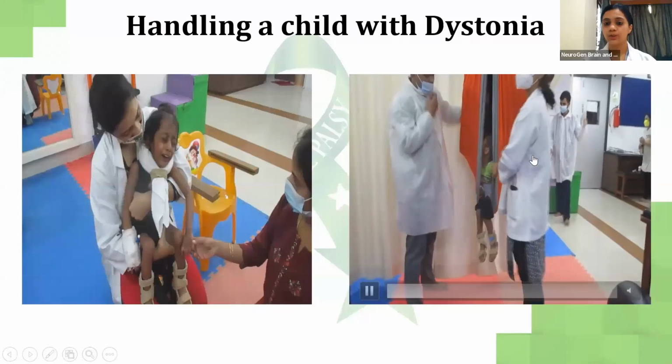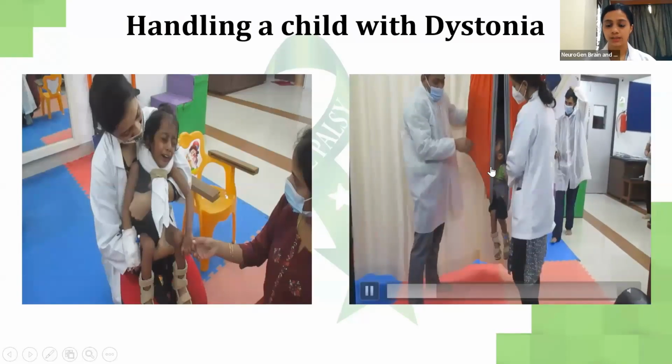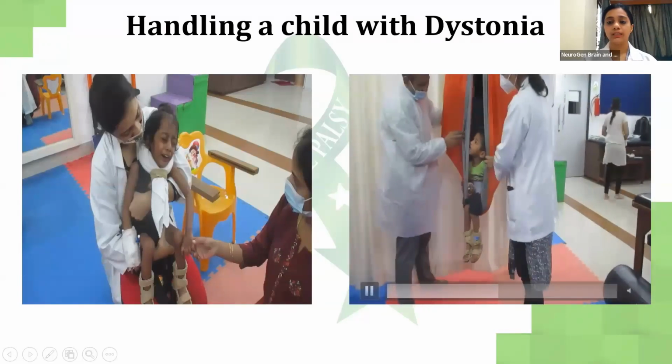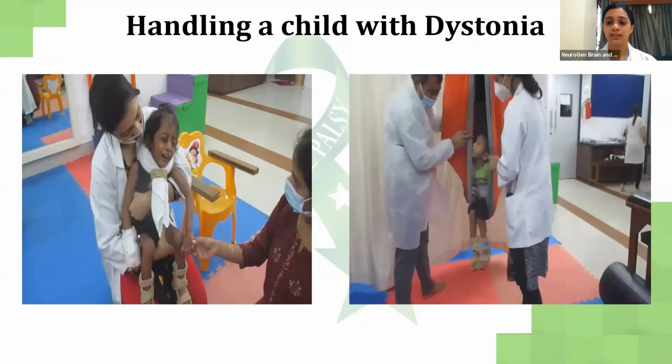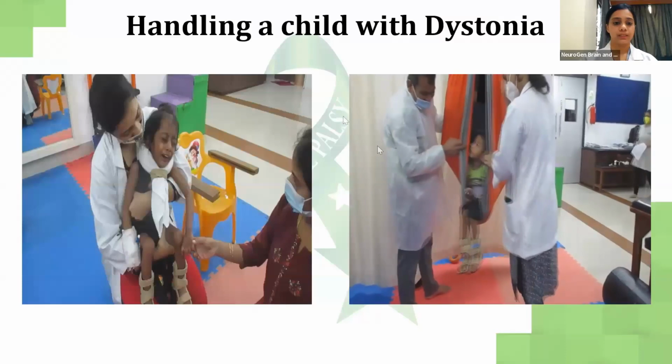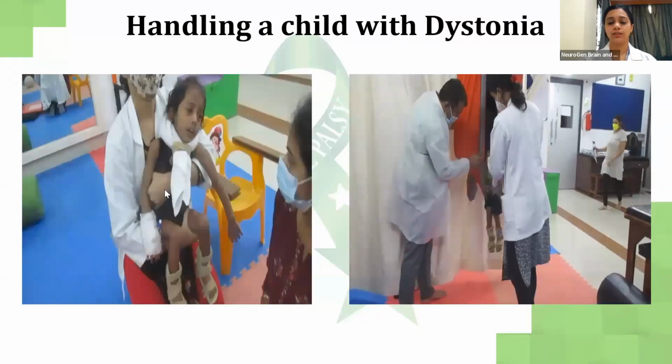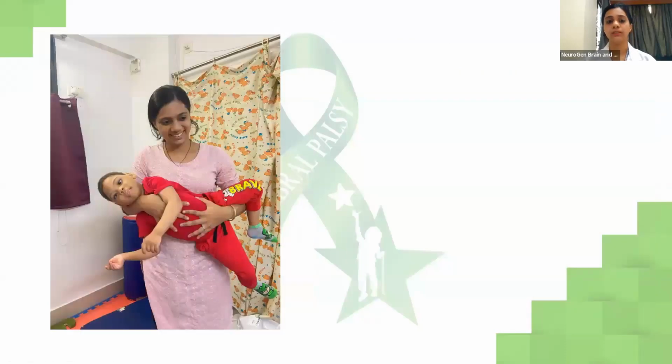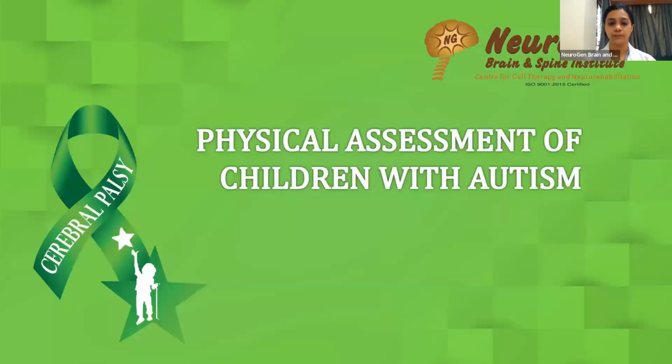This is a swing which will prevent dystonia. This is a Lycra swing. In this, we can give him that comfort, that cushion, what the child needs. This again is a position where you can flex him, and that would reduce the dystonia.